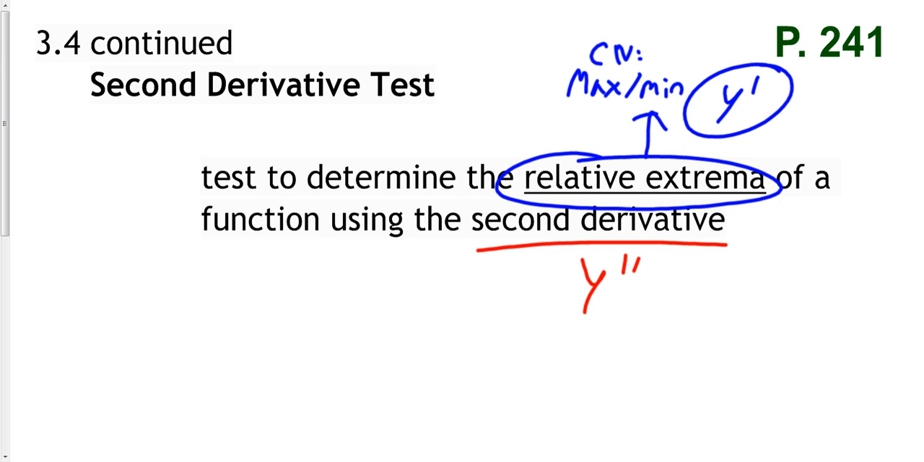So what we're looking to do is take the second derivative and figure out something about the max and the min. So we're going to be mixing the original function, the derivative, and the second derivative all together. We can't keep them separate, so that's the biggest issue with this problem.